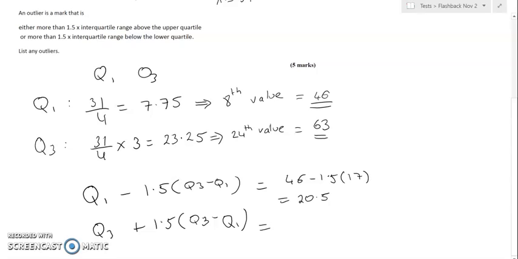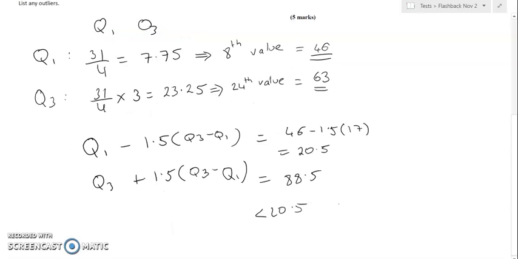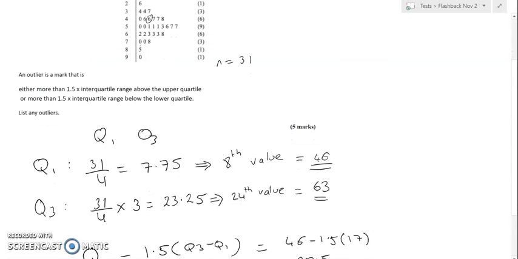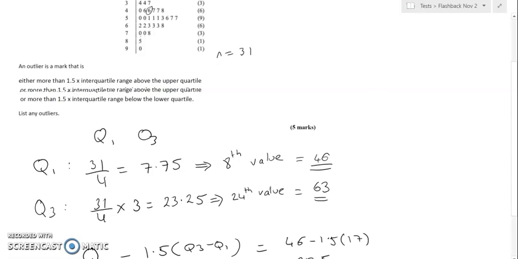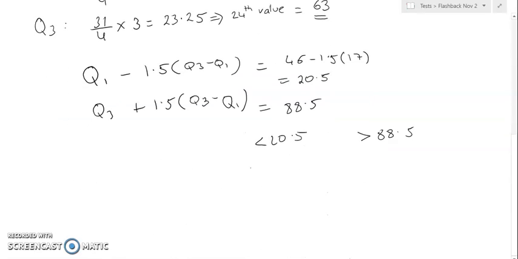And if we do the top one, it comes out as 88.5. So anything less than 20.5 or more than 88.5 is an outlier. So go back to your data. Is there anything less than 20.5? Yes, there is. There's a 14. And is there anything that's more than 88.5? Yes, there's a 90. So 14 is an outlier and 90 is an outlier. So we've got two outliers.